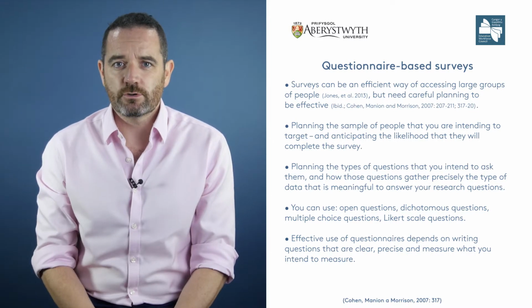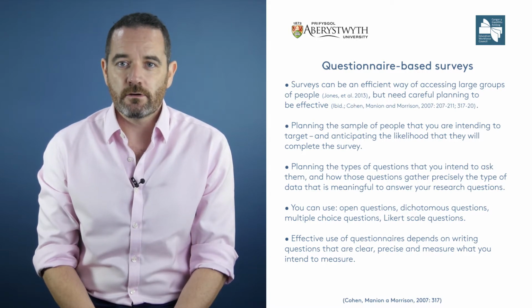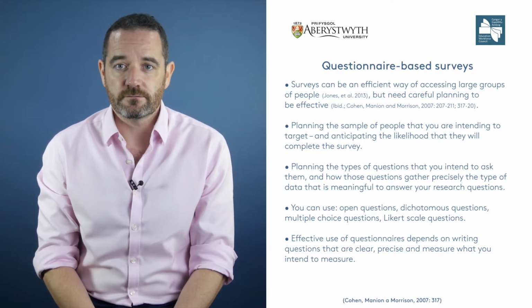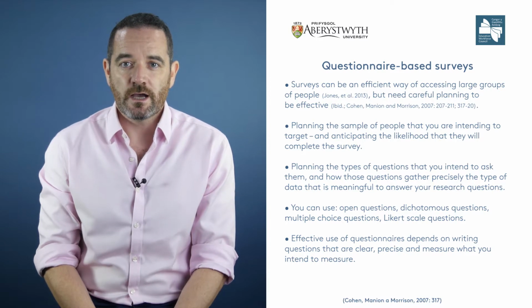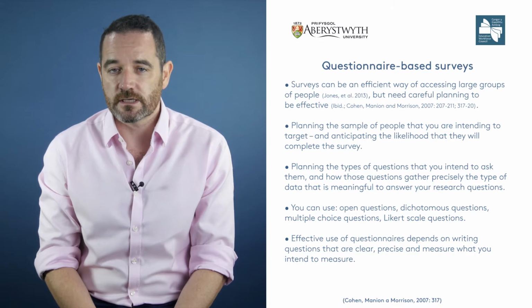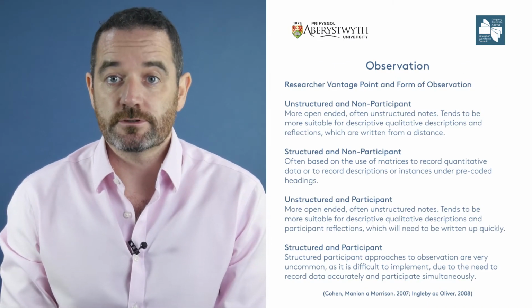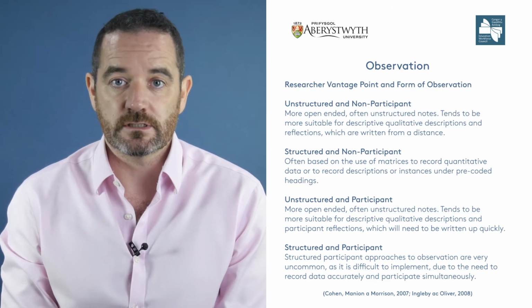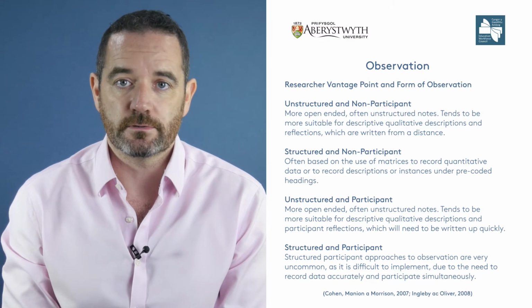You'll need to make sure your questions are clear, precise, and that they actually capture or measure what it is you want to know. There are a lot of options open to you in terms of question forms: open questions, dichotomous questions, multiple choice questions, Likert scale questions. I'd urge you to look at sources on questionnaire design, which appear in the further reading section. Observations are a commonly used tool in educational research, where a researcher might want to look at what's happening in a particular learning setting, such as a classroom, lecture theatre, or seminar room, for example.